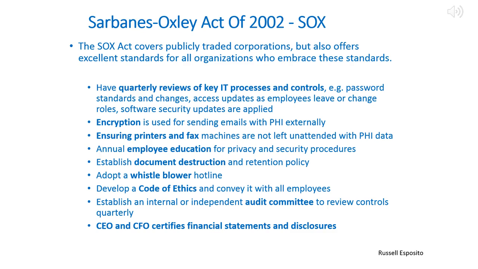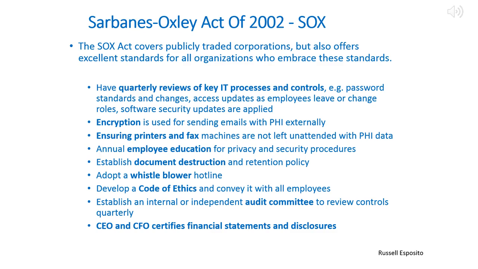And if you look at some of the things that Sarbanes-Oxley requires, you can see how they lend themselves to enhancing a security profile for an organization, such as a quarterly review of IT processes and controls, encryption where it makes sense, particularly for PHI, ensuring printers and faxes aren't left with unintended documents carrying PHI, employee education about privacy and security, how documents are destroyed, how PCs and laptops are destroyed, how PHI is destroyed once a document or a device is no longer needed, and a whistleblower hotline so that someone who sees something wrong, whether it's intentional or unintentional, can call someone privately and leave a message with a compliance officer.